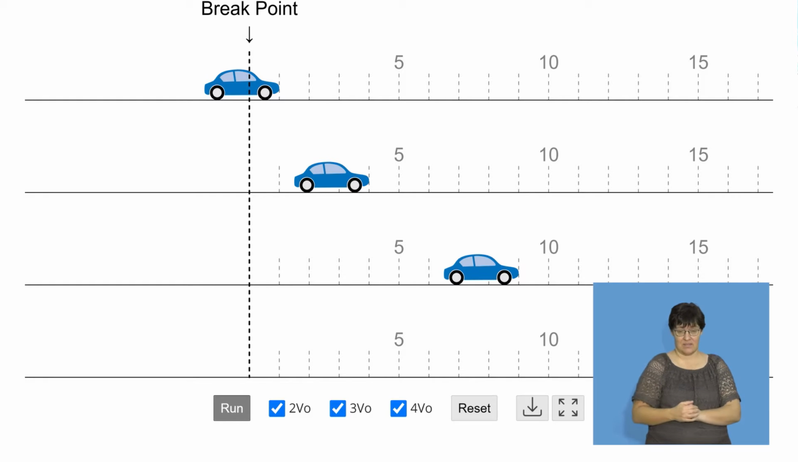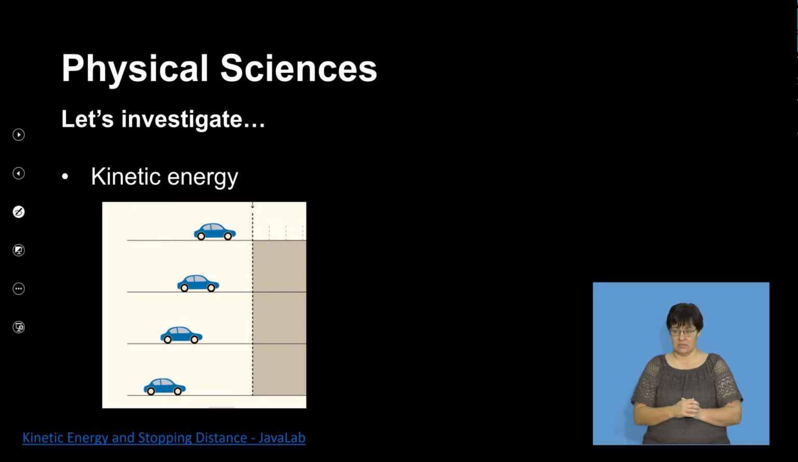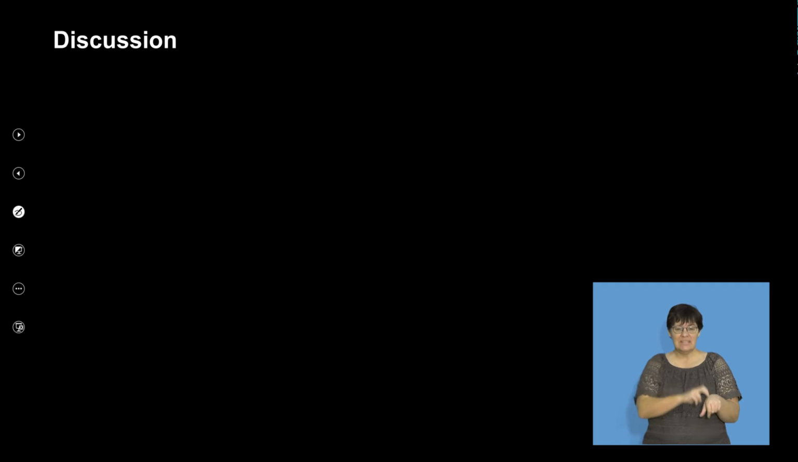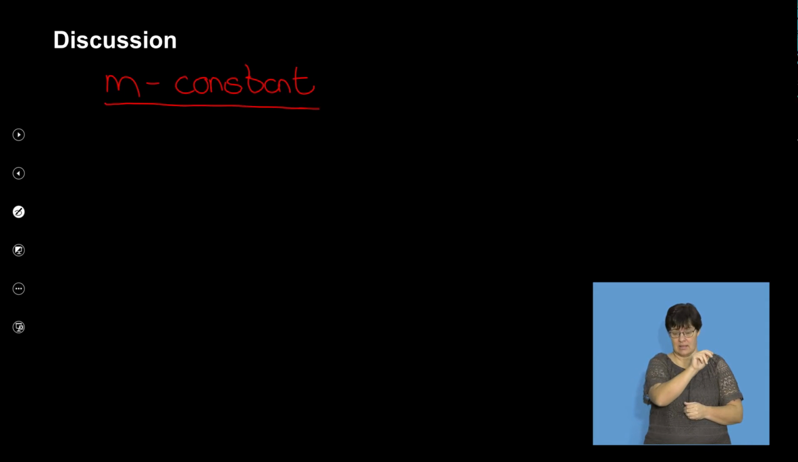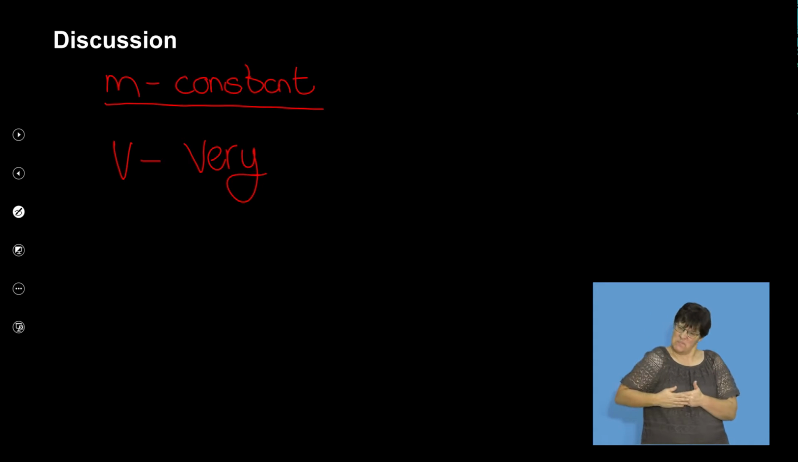Okay. So now what we need to do is when we come back here, what I needed you to see with this is that we kept mass constant. So we kept the same car. But every time we did it, the same car was going faster. The faster it went, the further the distance it traveled. So when we look at this, it means that it had more kinetic energy. Mass does affect kinetic energy, but speed is very important.